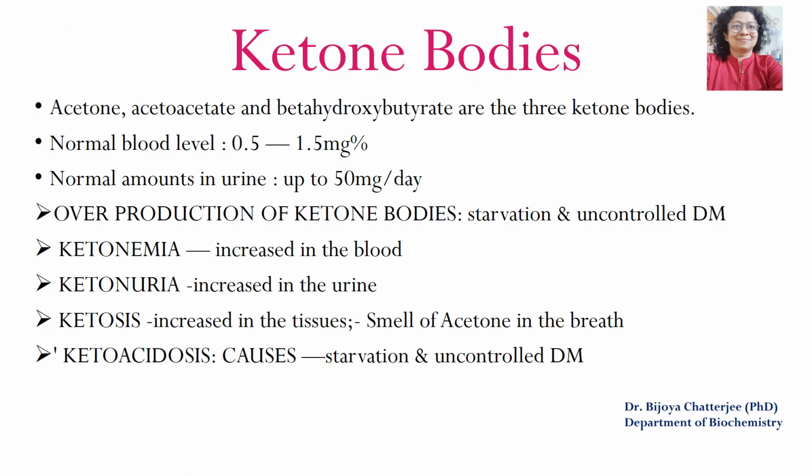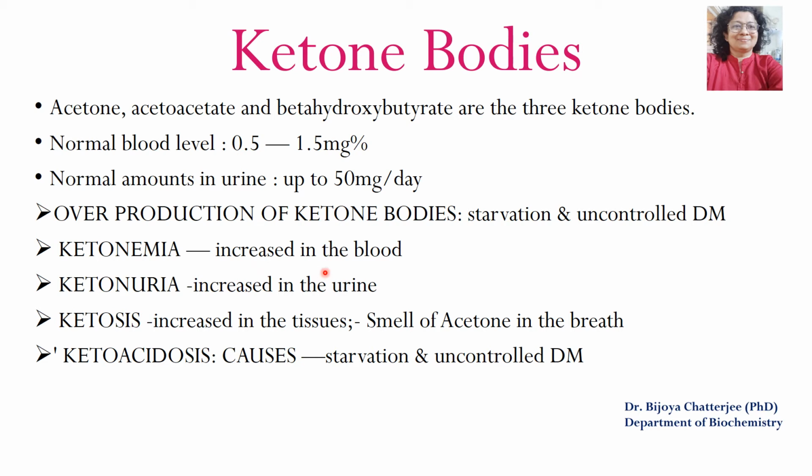The ketone bodies are commonly of three types: acetone, acetoacetate, and beta hydroxybutyrate. The normal level in blood is 0.5 to 1.5 milligrams per deciliter, and the normal amount in urine is up to 50 milligrams per day. The overproduction of ketone bodies is seen in starvation and uncontrolled diabetes mellitus.